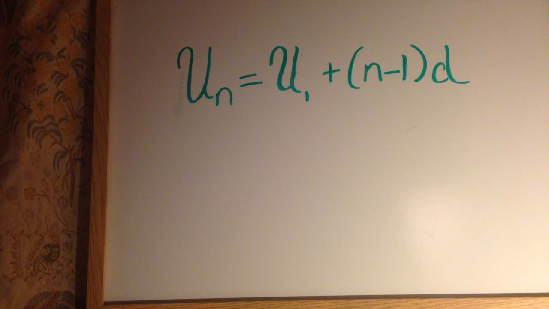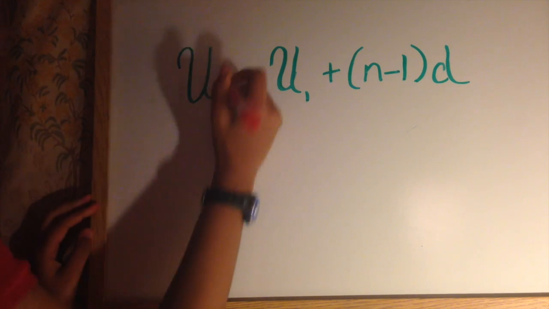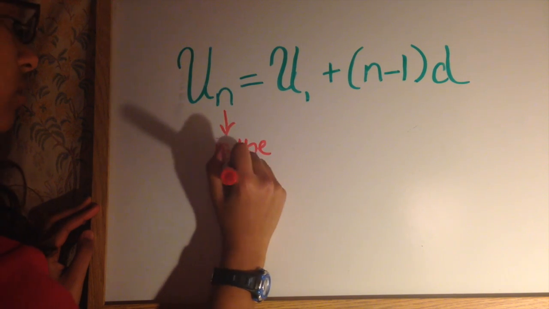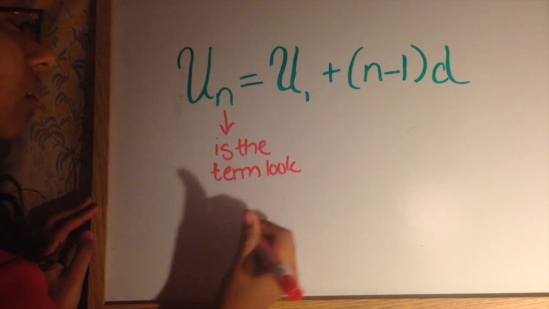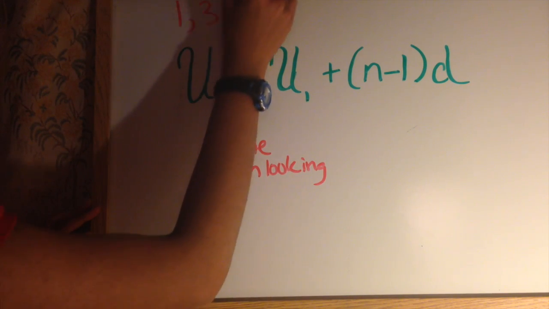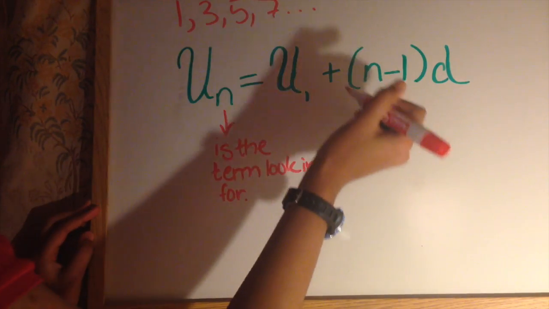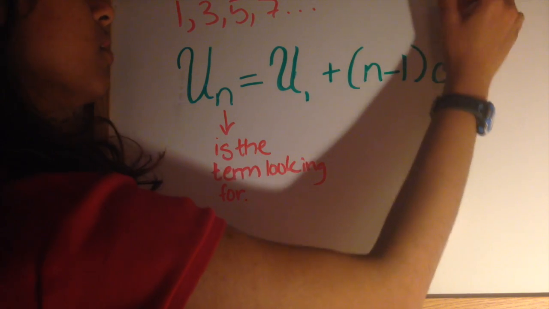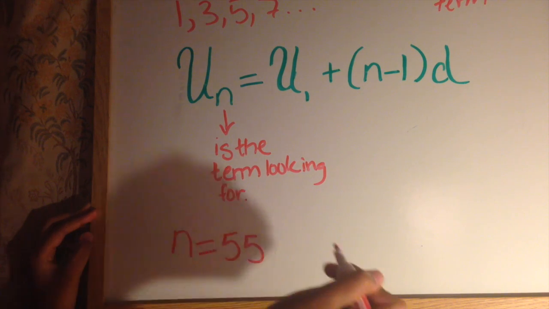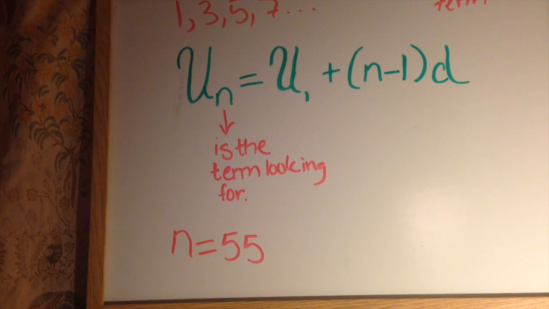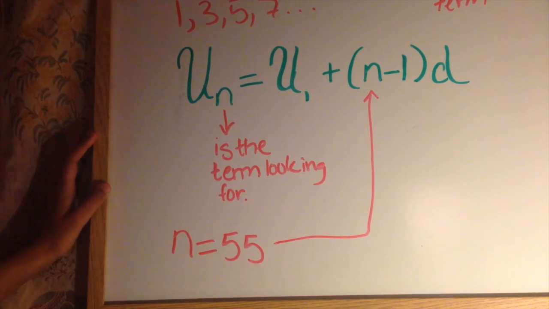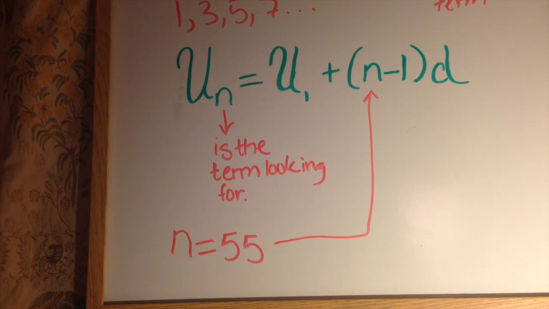Well, let's break it down. N, in this case, is the term you are looking for, such as if you were doing 1, 3, 5, 7 onwards, and you were trying to find the 55th term, N would be 55. Cool, right? So, in that case, if you know what this N is, you obviously know what this N is.